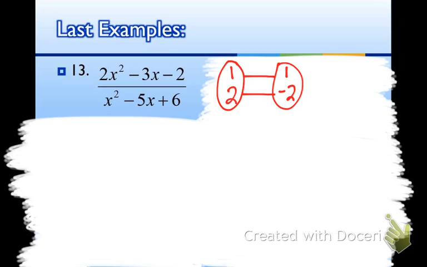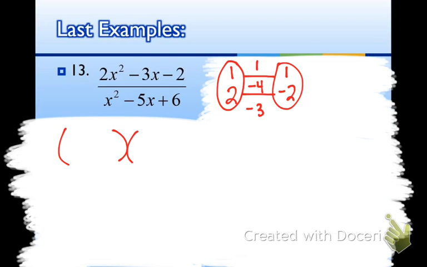So, now 1 times 1 is 1. 2 times negative 2 is negative 4. When we combine them, we get a negative 3. So that's what we want. And so this helps us be able to factor just the numerator.